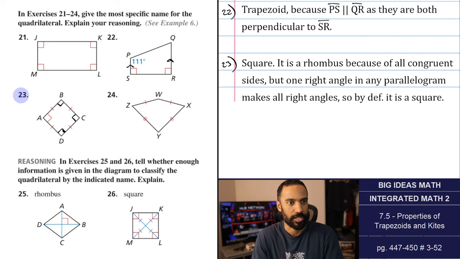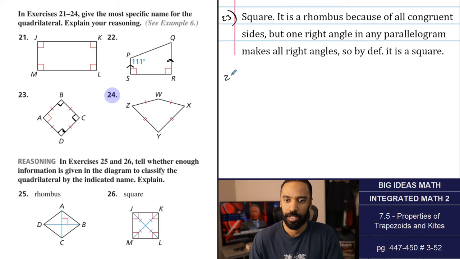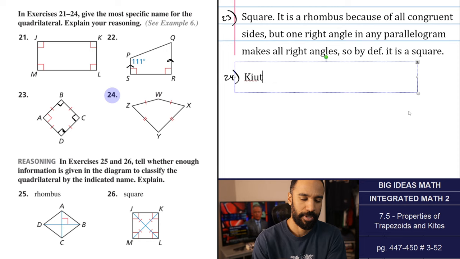Good question. Number 24. I mean, hey, it's a kite. It's a definition. Let's go fly a kite. Imagine we have a kite somewhere here, right? Kite by definition.